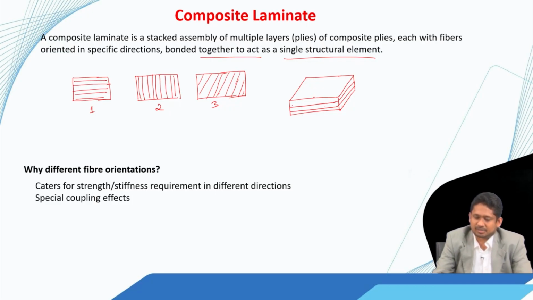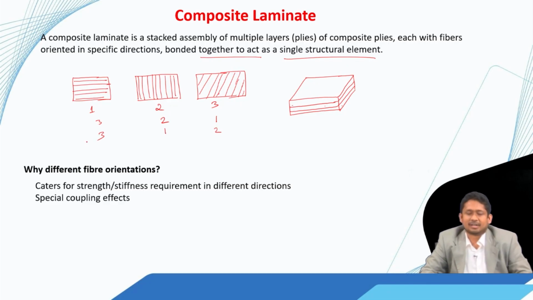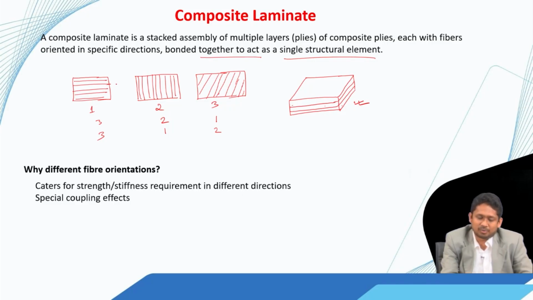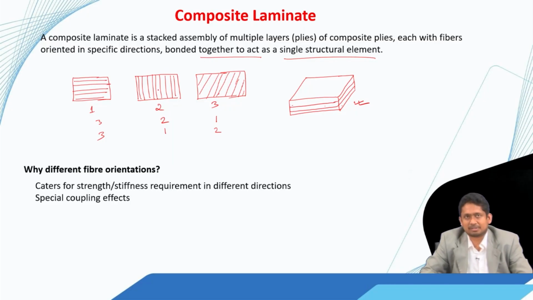Now, we can put them in a different sequence also. So, we could have taken this as 1, this as 2, this as 3, or this as 1, this as 2, this as 3, and so on. Now, depending on the sequence, the property of the laminate changes. So, it is not only which plies we choose, which fiber orientations we choose, but also in what sequence we arrange them, that also affects the behavior of the laminate.